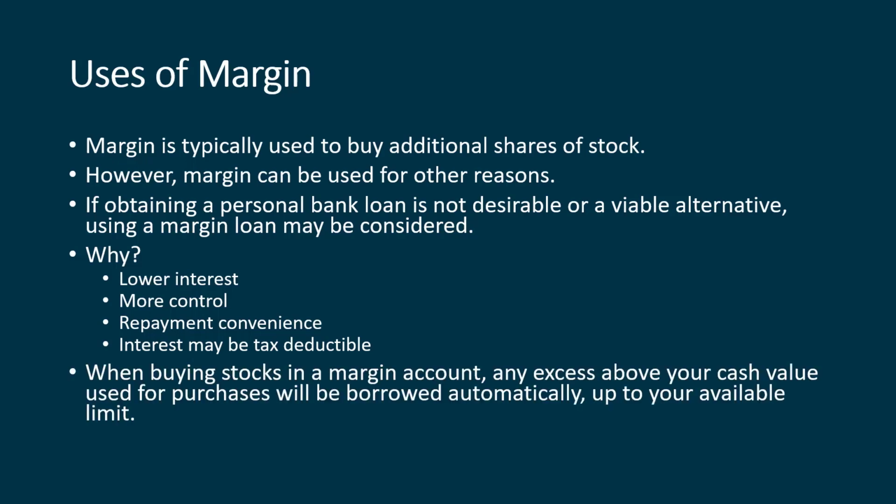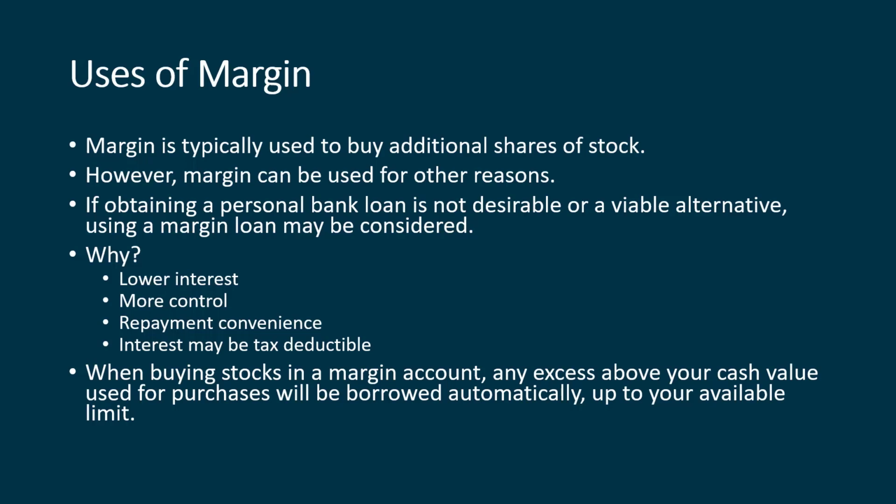When buying stocks in a margin account, any excess above your cash value, so if you put in $10,000 into your account, if you buy $12,000 worth of stock, now you're in excess of the amount that you deposited, and you use that for purchases, it will be borrowed automatically, which is kind of cool. This happens and we don't have to hit any buttons or make any phone calls to make it happen. That can also be a drawback because it's more seamless. And these things are happening sometimes without us actually realizing that they're happening.